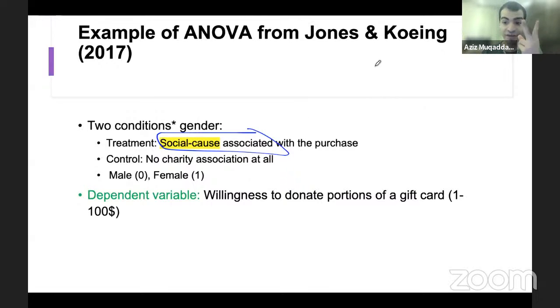And then the second variable was gender, right? Just binary in this experiment, so male and female, which means they had gender and they had two conditions. So they will end up with how many groups? It's 2 by 2. 2 by 2 equals, yeah, 4. Thank you, Jennifer. 4. So they would compare 4 groups. So let's see how it goes out. So the dependent variable, as I said, is what percentage of a $100 gift card are you going to donate?